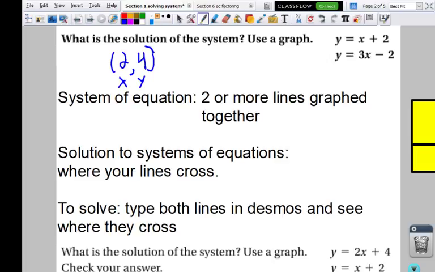Alright, this one's a little different though. My lines cross. I got my blue line, my green line, and they cross over here. Sometimes you kind of have to click on it. Like right now you don't see the dot, right? So you kind of have to click where they cross and then your dot shows up. So my solution to this one is -2, 0. And that's it.